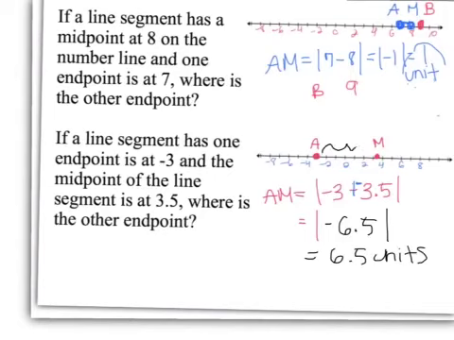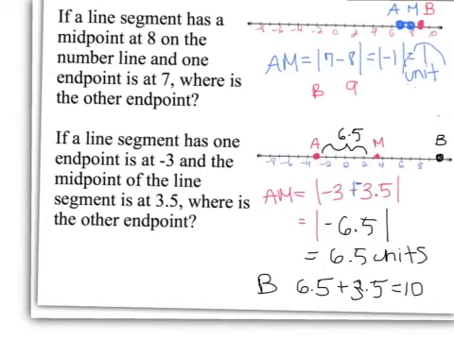Since the distance from here to here is 6.5 units, and M is the midpoint, that must mean that B, the other endpoint, has to be 6.5 units away from M, which is at 3.5, which means that B must be at +10, which would be about here.